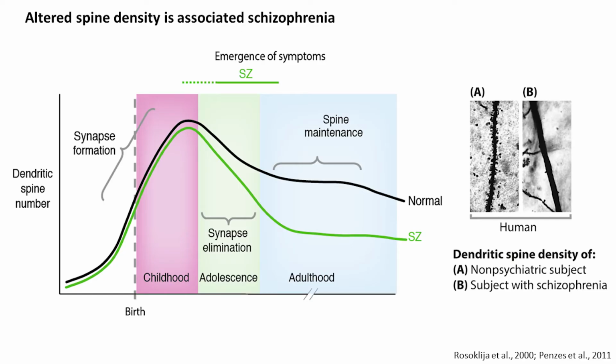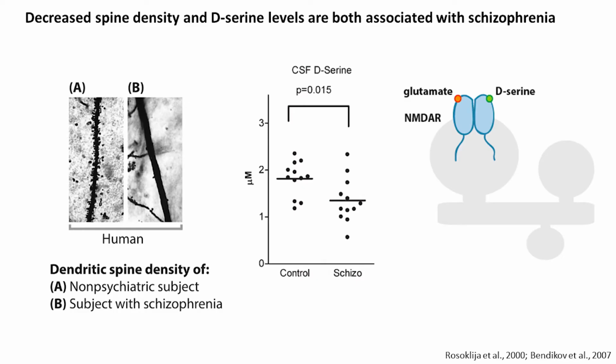Both of these processes are important for learning and memory formation, and are also very well regulated throughout our lifetime, so that most of us follow the stereotypic trajectory of spine density throughout our life, as indicated by the black line. Any deviations from this are associated with neurological or psychiatric disorders, one of which I'll be focusing on is schizophrenia. As you can see by the green line, schizophrenia is associated with decreased spine density, which has been observed through postmortem stainings of patients. Another observation associated with schizophrenia is decreased levels of d-serine.